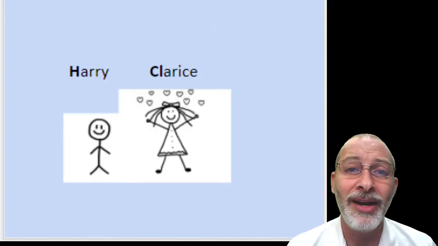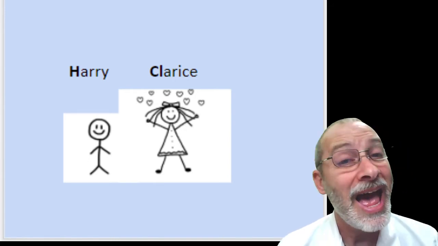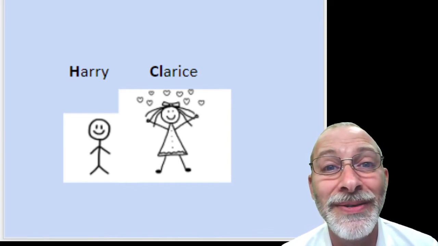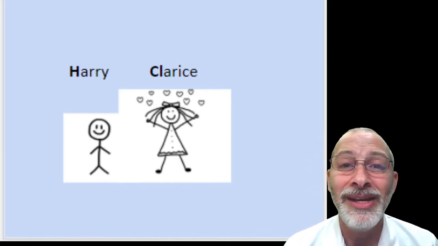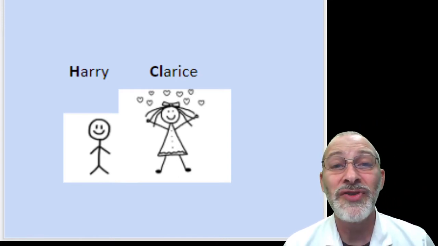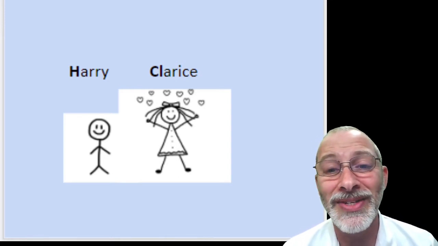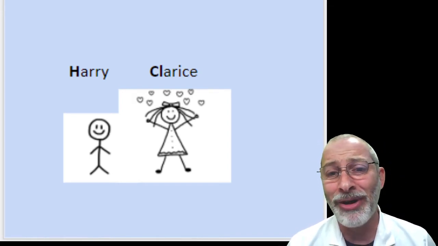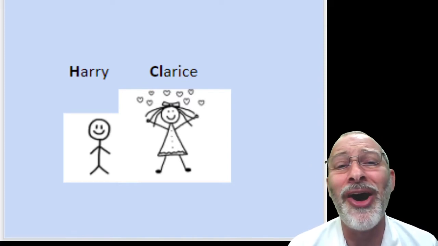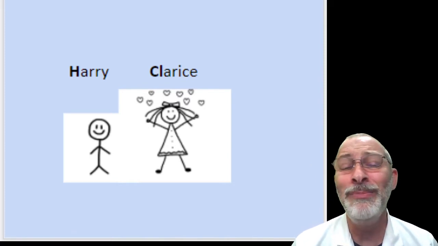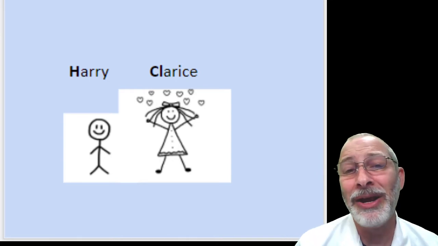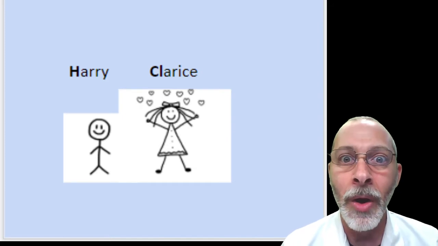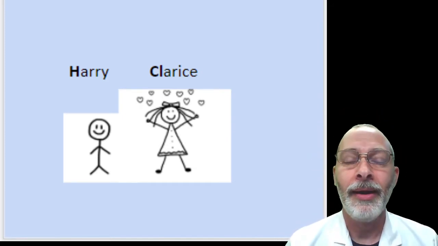Let's say we've got a seemingly happy couple, Harry and Clarice. Now notice Harry and Clarice. They both have smiles on their faces. They seem very content with one another. I mean, after all, look at Clarice. She's got hearts all above her head. It seems like Harry and Clarice are happy together. But are they?